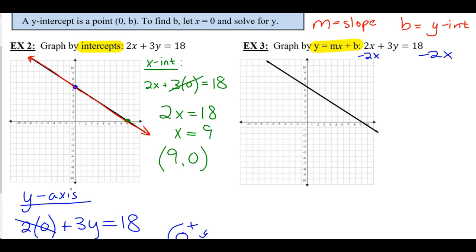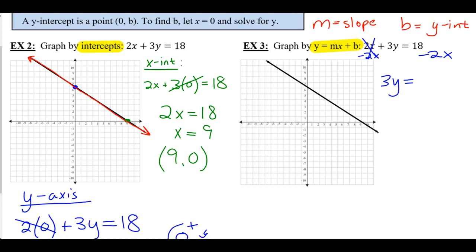So there's no more x's on the left, so now we have 3 y's equal. Now can you do 18 minus 2x? Can you combine those together? No, they're not like terms. One has an x and one doesn't. One is multiplied by something and one is not. So we'll just write them separately.